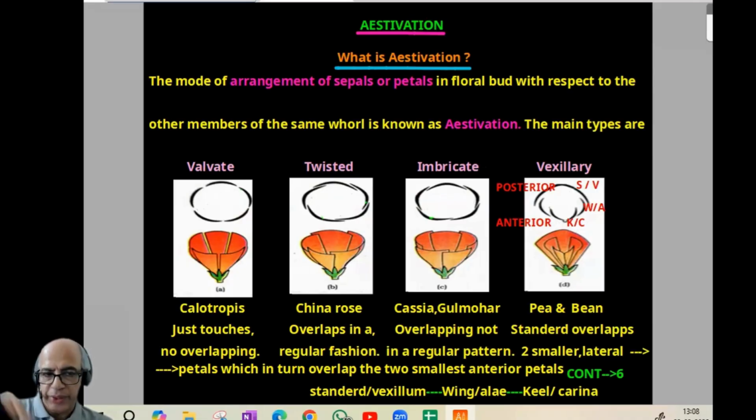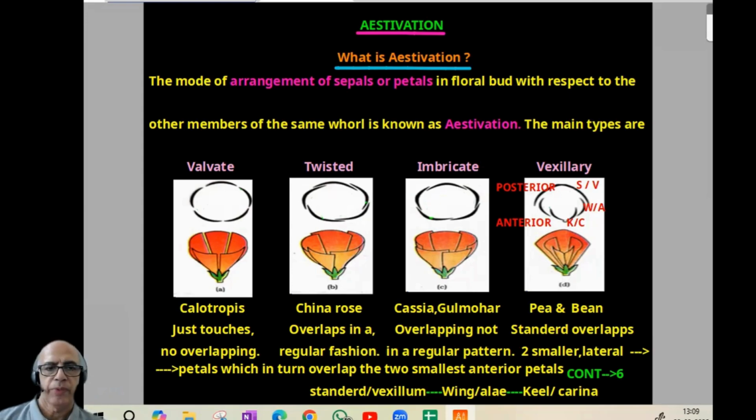So what is estivation here? Estivation means the mode of arrangement of sepals or petals in the floral bud with respect to other members of the same whorl is known as estivation. So arrangement of sepals and petals in relation to one another is the basis. It is called estivation. And NCERT-wise, 4 basic types we have to proceed. So each set of diagram, the name is given above, and example is given, and how it happens is also given.